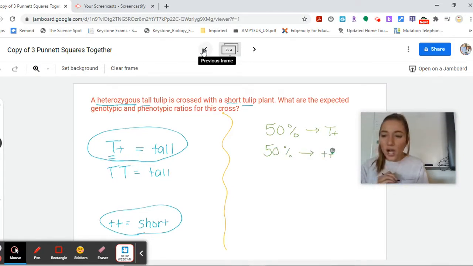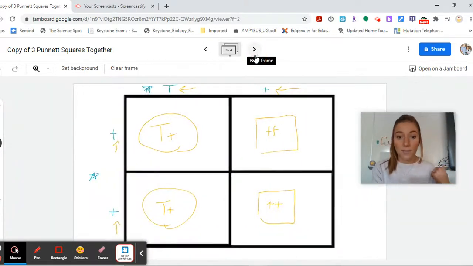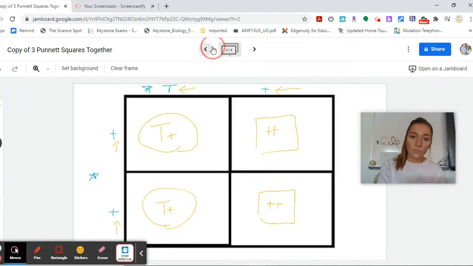If you did a ratio, which is acceptable as well, you would say 1 to 1 because it's technically 2 to 2, but we're going to simplify it. I like percentages better. I think that's easier, right? But we're going to say that's our genotypic frequencies. Now we got to talk about the phenotypes. What do these tulips look like? Well, according to my key, a big T, little t plant is going to be tall, and a little t, little t plant is going to be short.